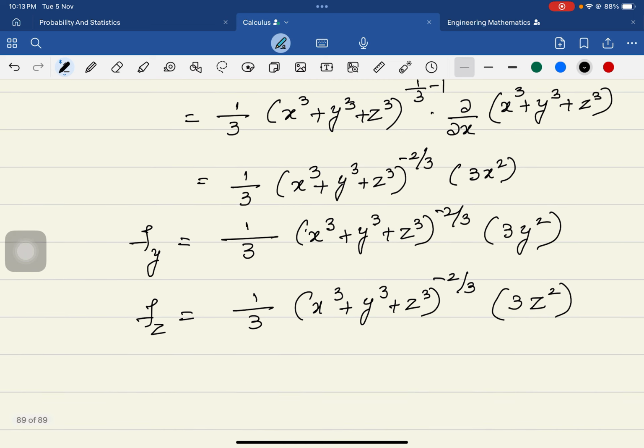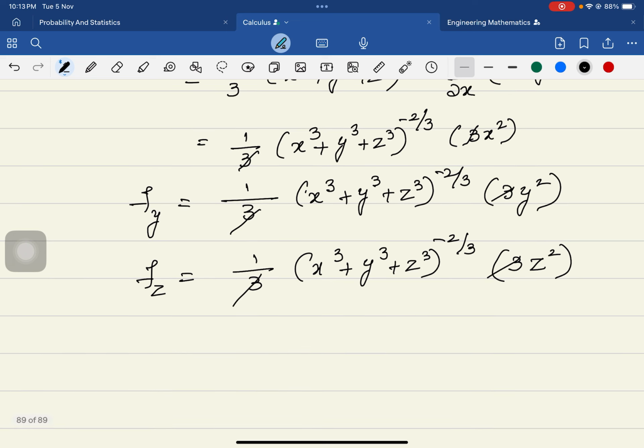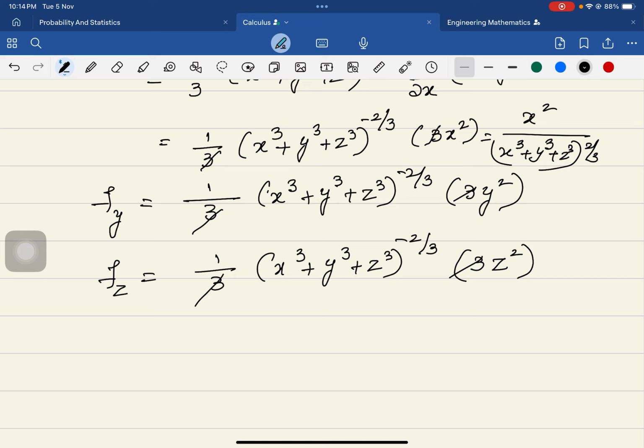Of course, you can simplify this. This 3 and this 3 get cancelled. Here also the 3 gets cancelled. Here also the 3 gets cancelled. So this gives you just x square, and the power is minus 2 by 3. So I can write it as x square divided by x cube plus y cube plus z cube, the whole power 2 by 3. The same way you can express this also: y square by this whole thing and z square by this one. Like this you can write down.